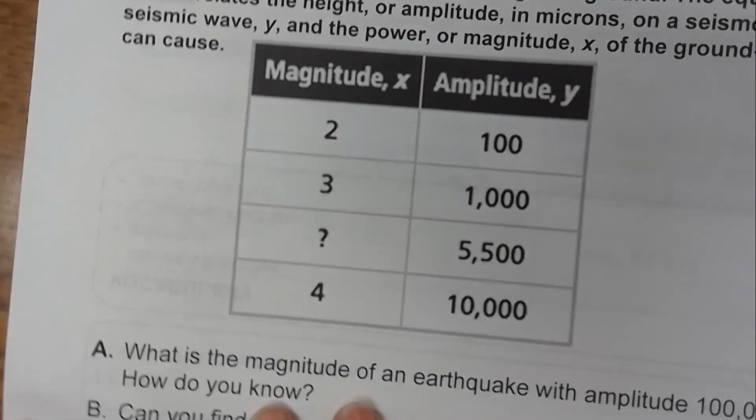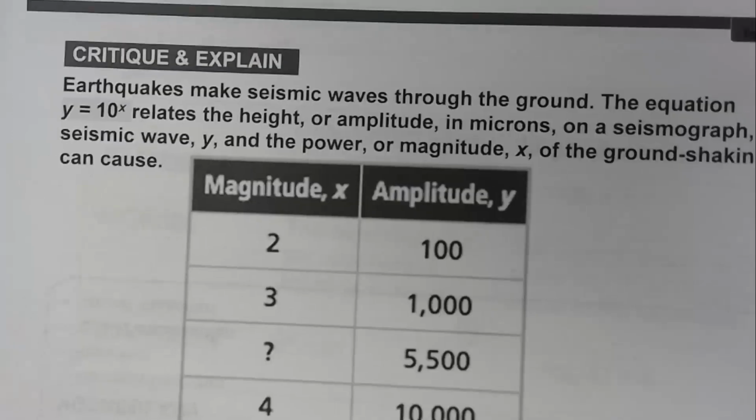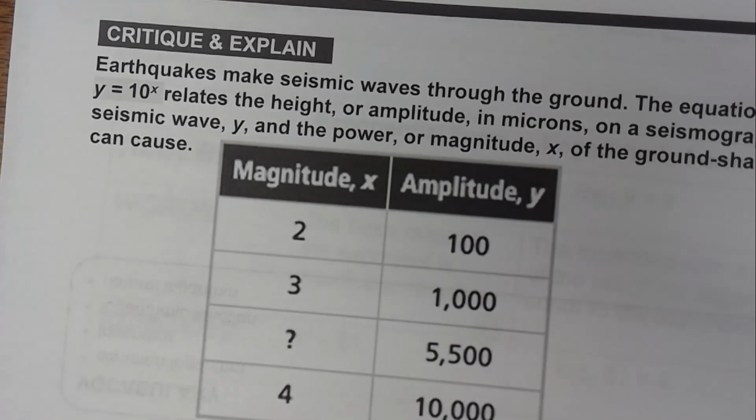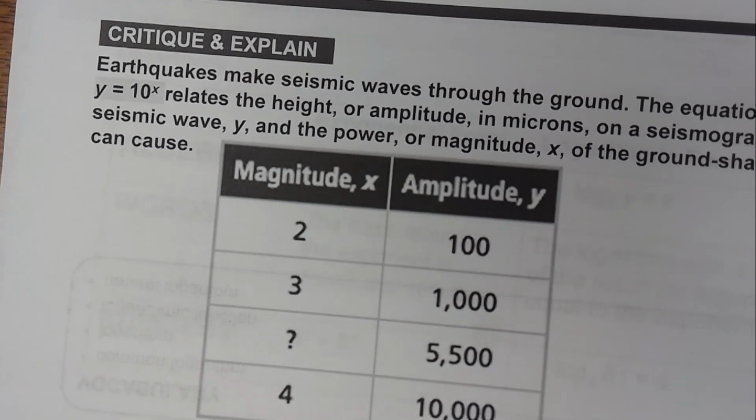Okay, so here is our warm-up. Earthquakes make seismic waves through the ground. The equation y equals 10 to the x relates to the height or amplitude on a seismograph, and y is the power or magnitude. X is the ground shaking it, what it can cause. So what is the magnitude of an earthquake with amplitude 100,000, and how would you know?